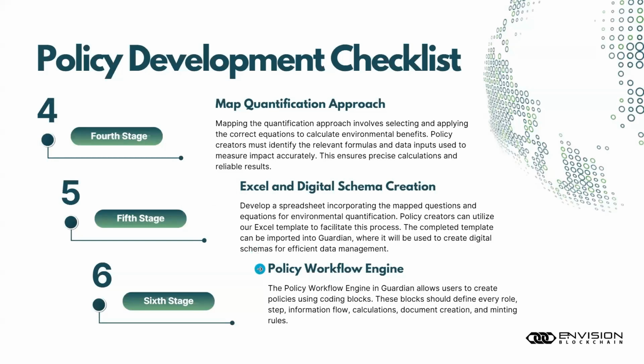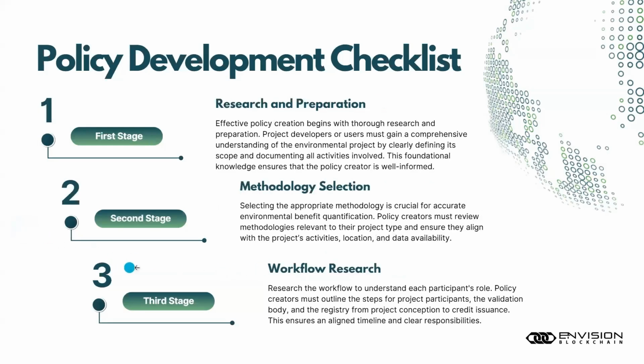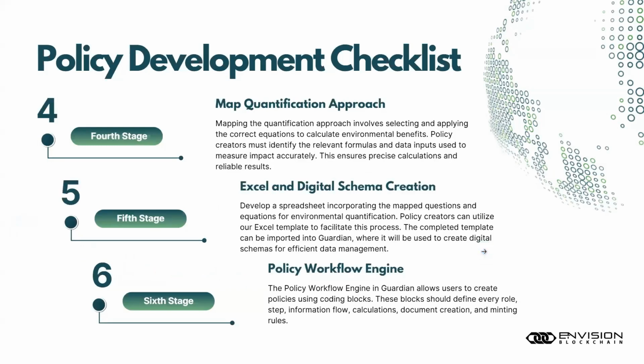And the last step here is the policy workflow engine. So all the steps that you've outlined in step 3 here in your workflow research will be used when you get to the policy workflow engine. However, instead of having a presentation of all of the steps that we want, all of the roles that we want, we'll be outlining this using coding blocks. And this should define every role, every step, the information flow, calculations, any document creations, and minting rules as well.